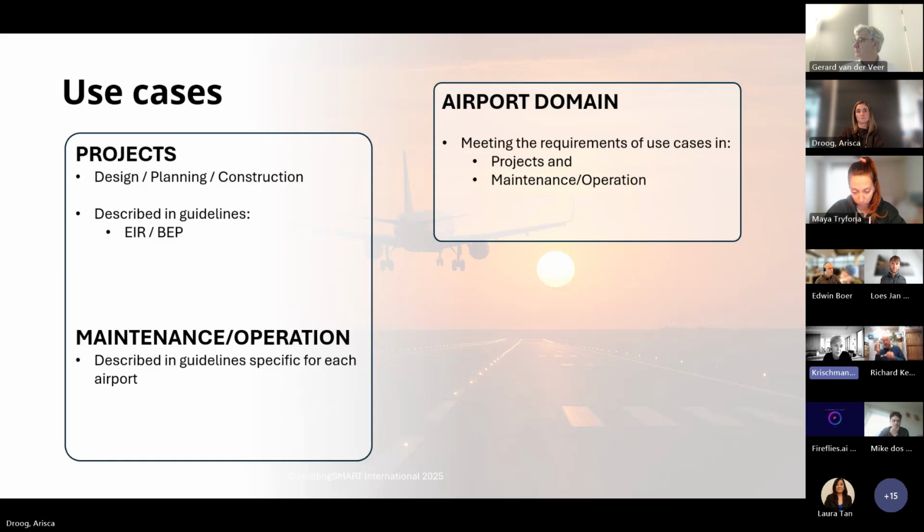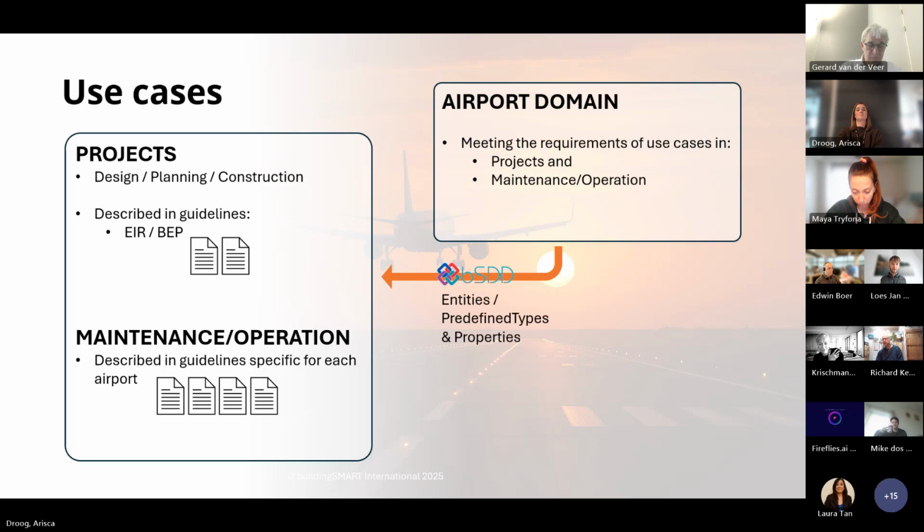For that, we use use cases, of course, within the IFC guidelines or the Open BIM guidelines like EIR and BEP, but we also have a lot of guidelines strictly concerning maintenance and operation. How we do that to get out the information we will need in the end is next. You heard it before, bSDD, buildingSMART data dictionary. Within bSDD, we can define the entities, the predefined types, and the properties, which can also be used within the projects of the airports. Next.